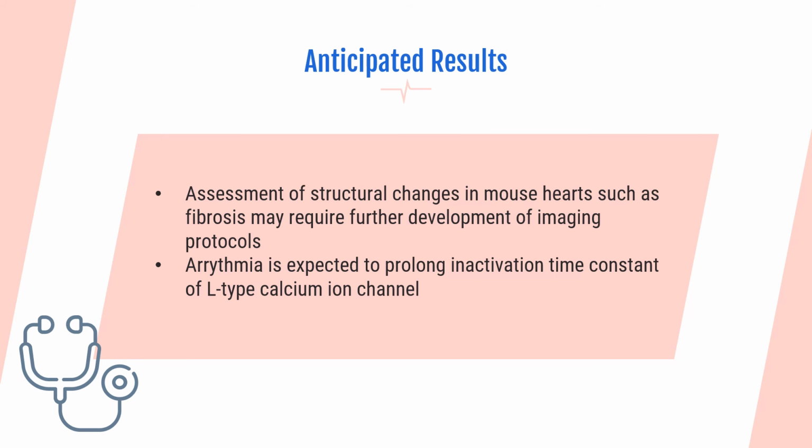From generating an atlas consisting of 3 to 5 mouse hearts, I anticipate that the assessment of structural changes in mouse hearts, such as fibrosis, may require further development of imaging protocol. Furthermore, arrhythmia is expected to prolong inactivation time constant of L-type calcium ion channel, which will then lead to early depolarization, which cascades to delayed depolarization and ultimately results in worsening of arrhythmia.